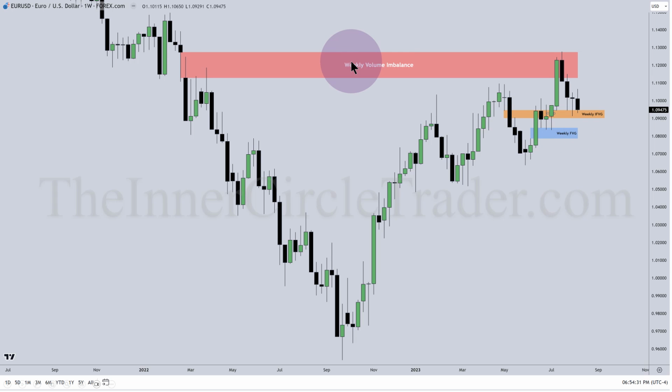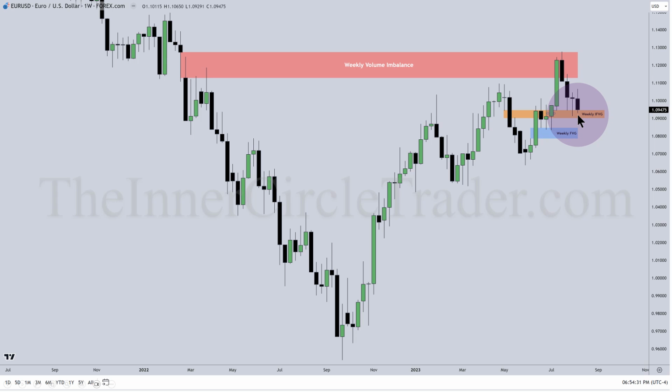I mentioned how this volume imbalance was a draw on liquidity, meaning that the price for euro dollar would want to gravitate up into that, and we did in fact see that. Look at the reaction there. You don't see that in your textbooks, do you? So the market turns on a dime, trades lower back into the old weekly inversion fair value gap.